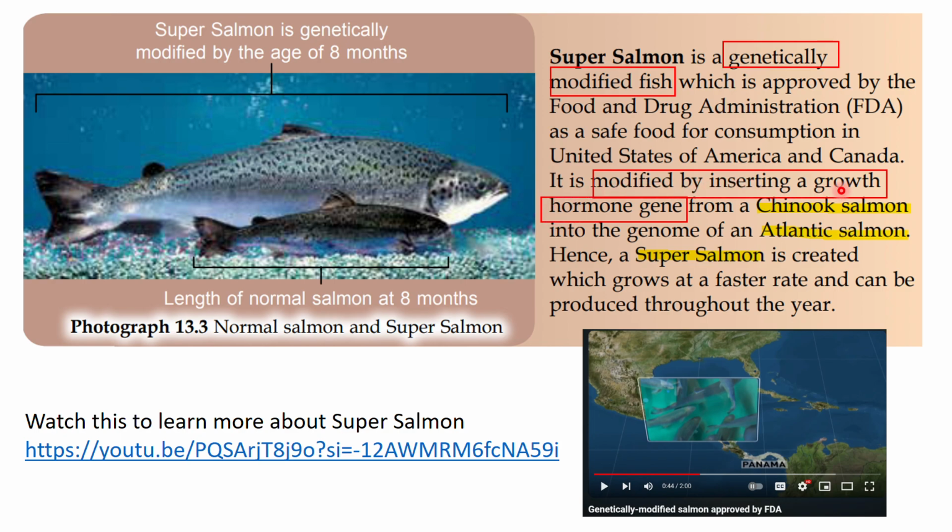It is modified by inserting growth hormone regulating genes that can grow to market sizes in significantly less time. It is the combination of the growth hormone gene from a Chinook salmon inserted into the genome of Atlantic salmon. So it grows at a higher rate and can be produced throughout the year.